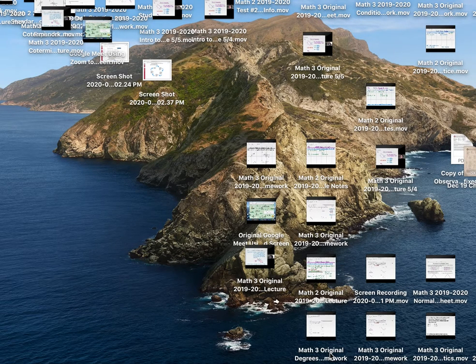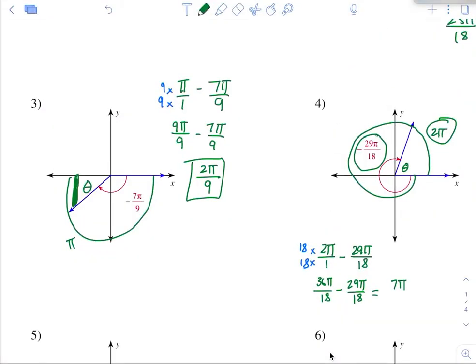There you go. 7 pi all over 18. So that's going to be what our reference angle is.